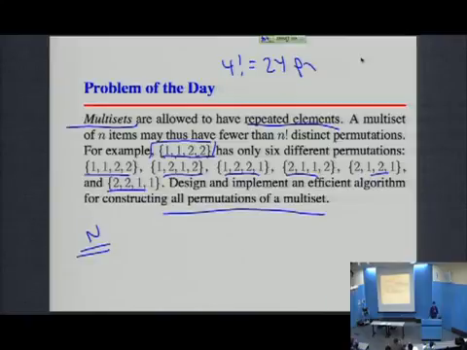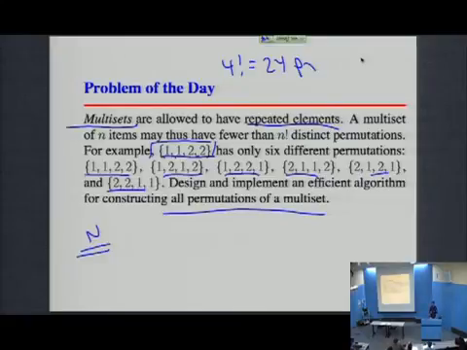It's n factorial divided by a1. If they are all distinct, it's n factorial. What if they are all the same? What if it's n copies of 1? How many different arrangements are there of that? Exactly 1. So there is a big difference if you want to efficiently generate all of these arrangements. The number of distinct arrangements of the multiset is far less than the number of permutations if the elements were distinct.